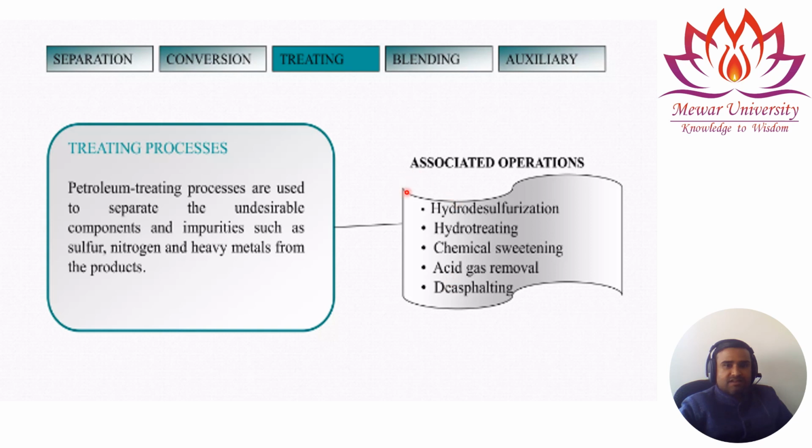For example, these are the associated units that work in the refinery for the treating process. Hydrodesulfurization is used for the removal of sulfur. Then hydrotreating, removal of water. Then chemical sweetening, removal of hydrogen sulfide, and acid gas removal. Then deasphalting. The deasphalting unit is for removal of asphalt.